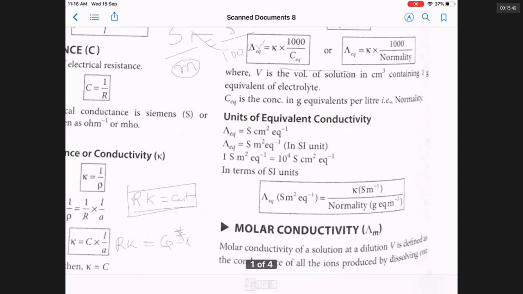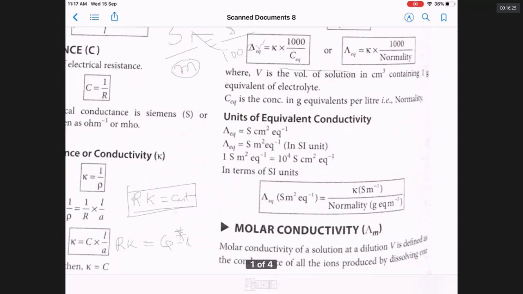How to convert Siemens per meter into Siemens per centimeter? Multiply Siemens per meter with 100. Finally, you are getting the answer in Siemens centimeter square per equivalent. You can convert Siemens centimeter square per equivalent into Siemens meter square per equivalent by just multiplying with 10 to the power 4. So, two operations are to be noticed. Are we very clear, sir?